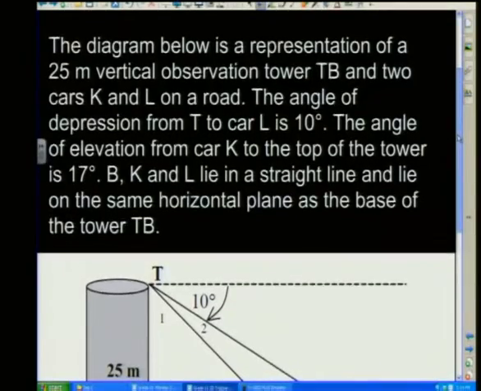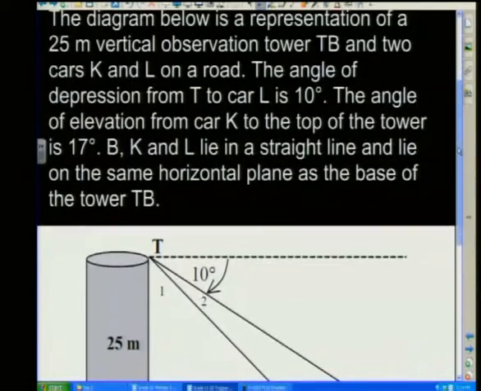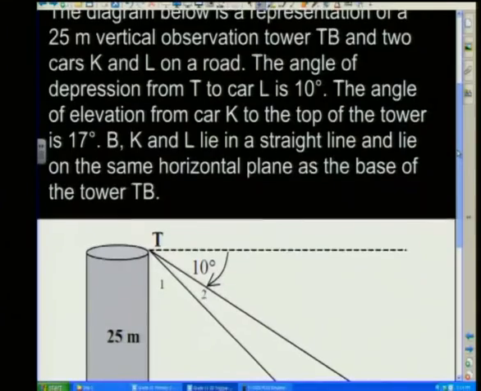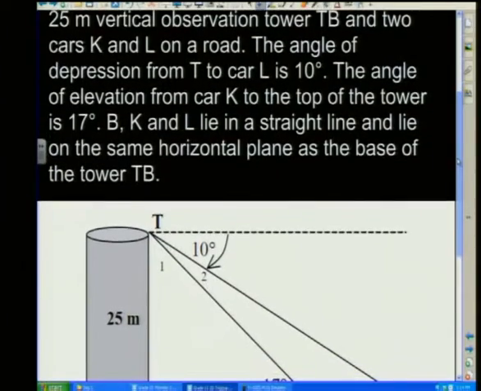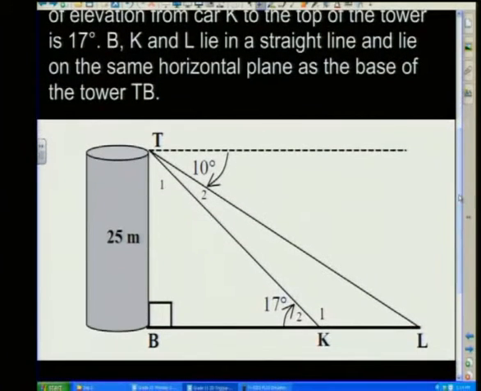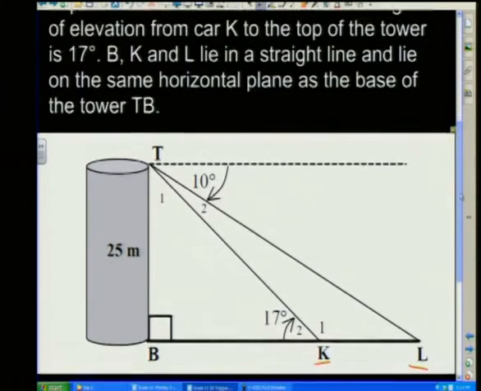The diagram below is a representation of a 25-meter vertical observation tower, TB, and two cars, K and L, on the road. So let's have a quick look at the diagram. TB is our tower. We are given that it's 25 meters high, and then they tell us that K and L are two cars that are on the road.